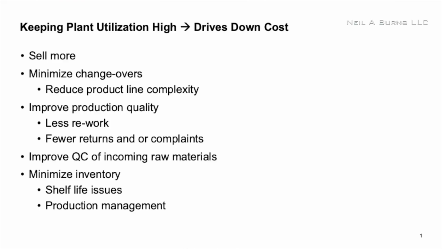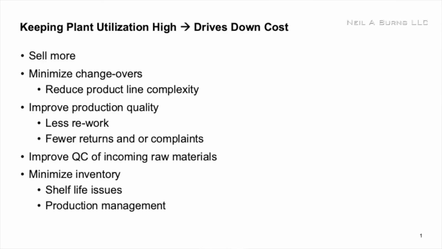Minimize changeovers. What enables you to do that, right? Because every time you're changing over, you're not producing. And during that startup and shutdown phase, maybe you are processing raw materials, but the stuff that's coming out at the end of the plant is not saleable product. So in order to minimize changeovers, you really have to reduce product line complexity, improve production quality, right?